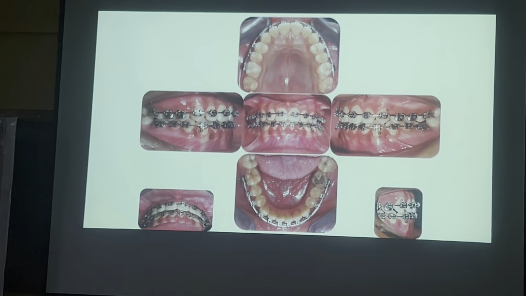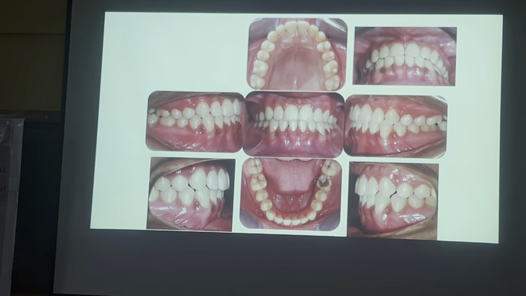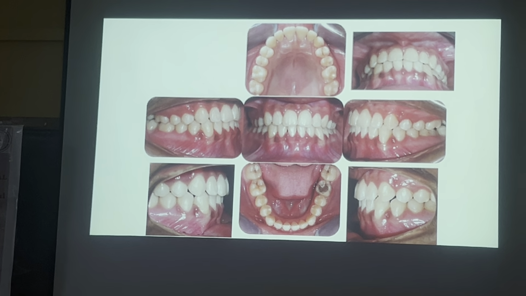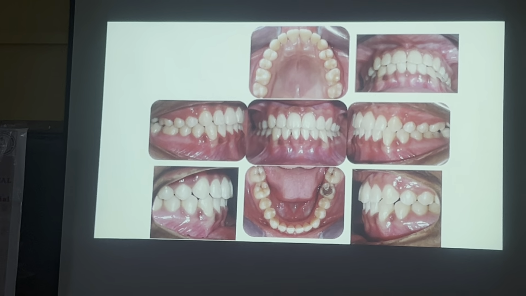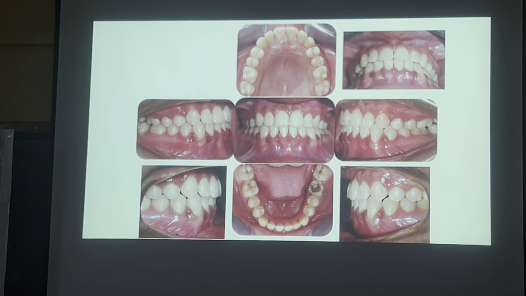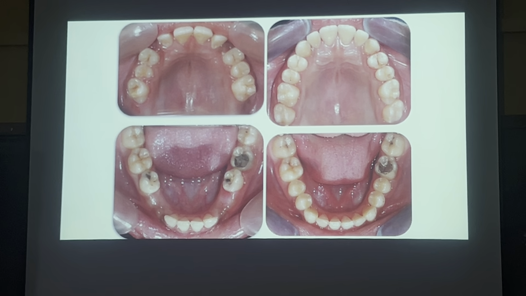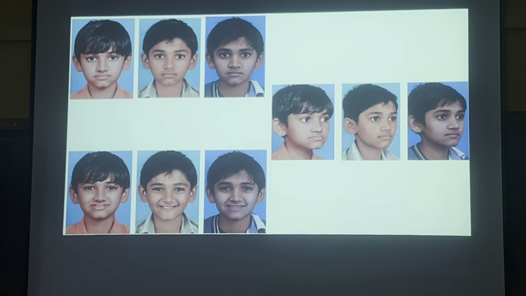Fixed mechanotherapy is given to align the lower incisors and the canine. Look at how the interdigitation is achieved, with overjet and overbite corrected and the canine in class 1 relationship. These are the before and after occlusal views.